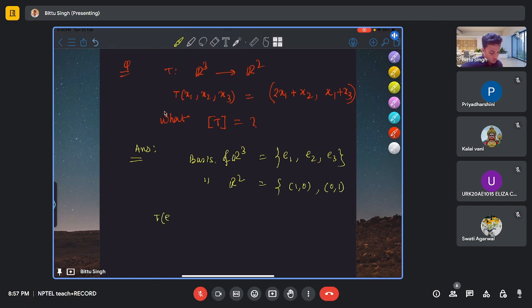So what is T(E1)? T(1,0,0), what will that be? By definition, what is T(E1)? It is (2,1). So let us give it the name F1, and this is F2. So this is actually 2F1 plus F2.